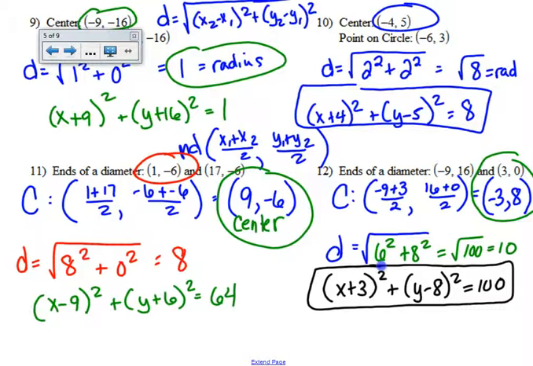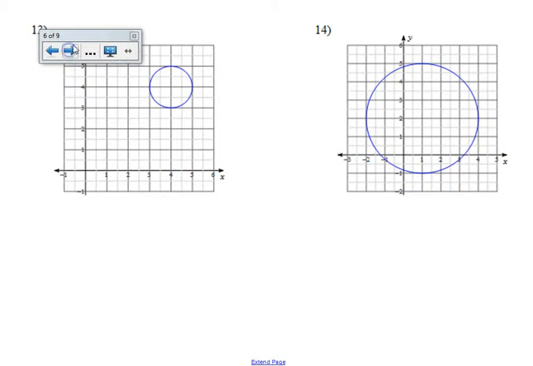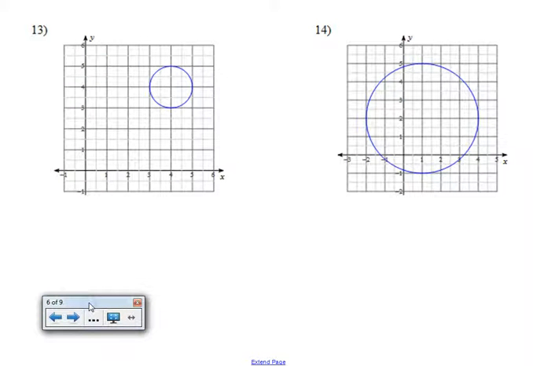So, can I move? It says x plus 3 quantity squared, and then y minus 8 quantity squared equals 100. Okay. The next 2 problems, I think they tell you everything you need to know, because I need to know center, I need to know radius, so as long as you have eyes that work and you can count, I think you know those pieces of information.